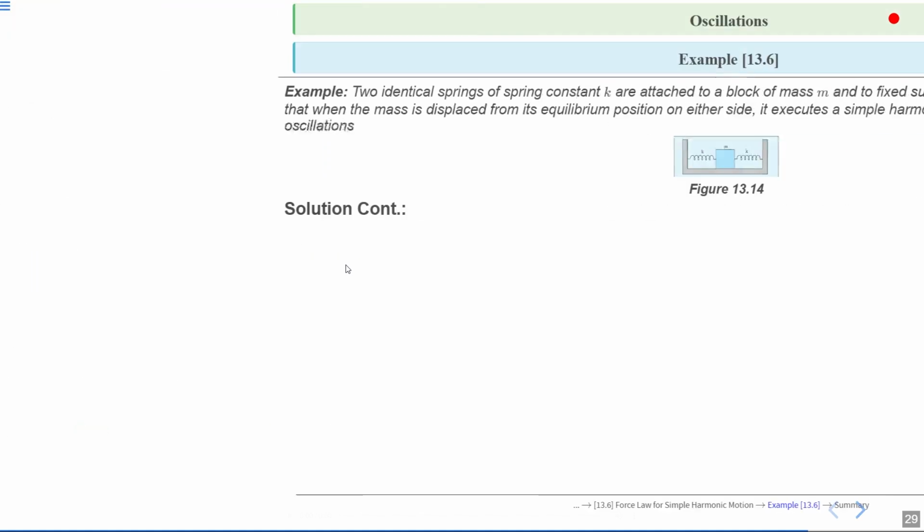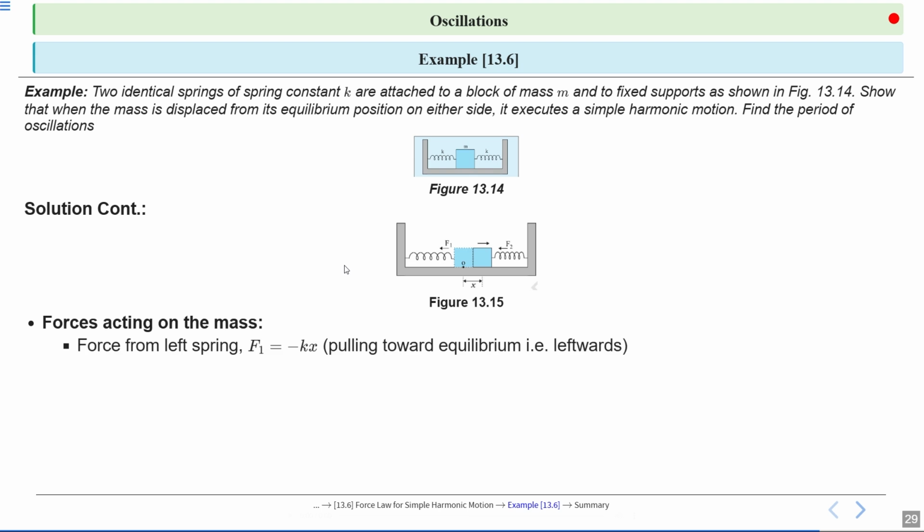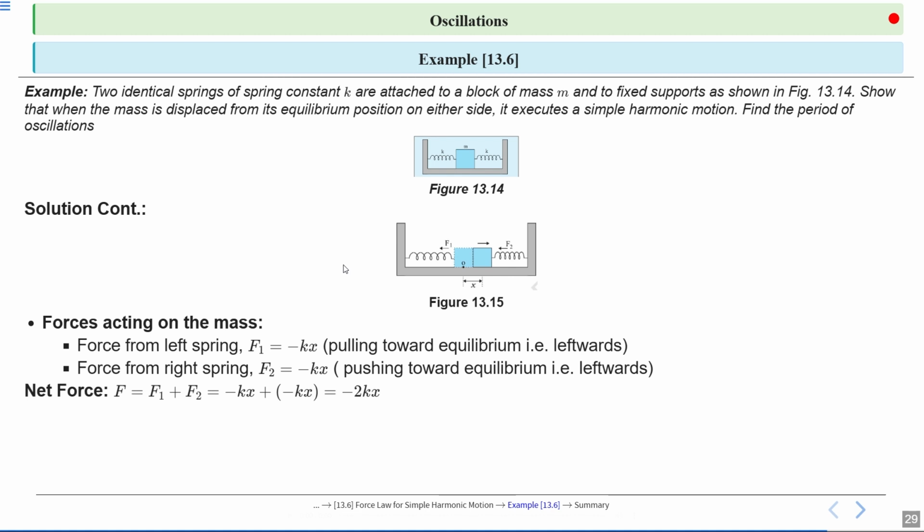Now, let's analyze the forces acting on the mass. When the block is displaced, both springs exert forces to restore it to equilibrium. Forces are vector quantities, so direction matters. Force from the left spring, F1, is equal to minus kx, pulling toward equilibrium, that is leftwards. Force from the right spring, F2, is equal to minus kx, pushing toward equilibrium, that is leftwards. So the net force F1 plus F2 is equal to minus 2kx.